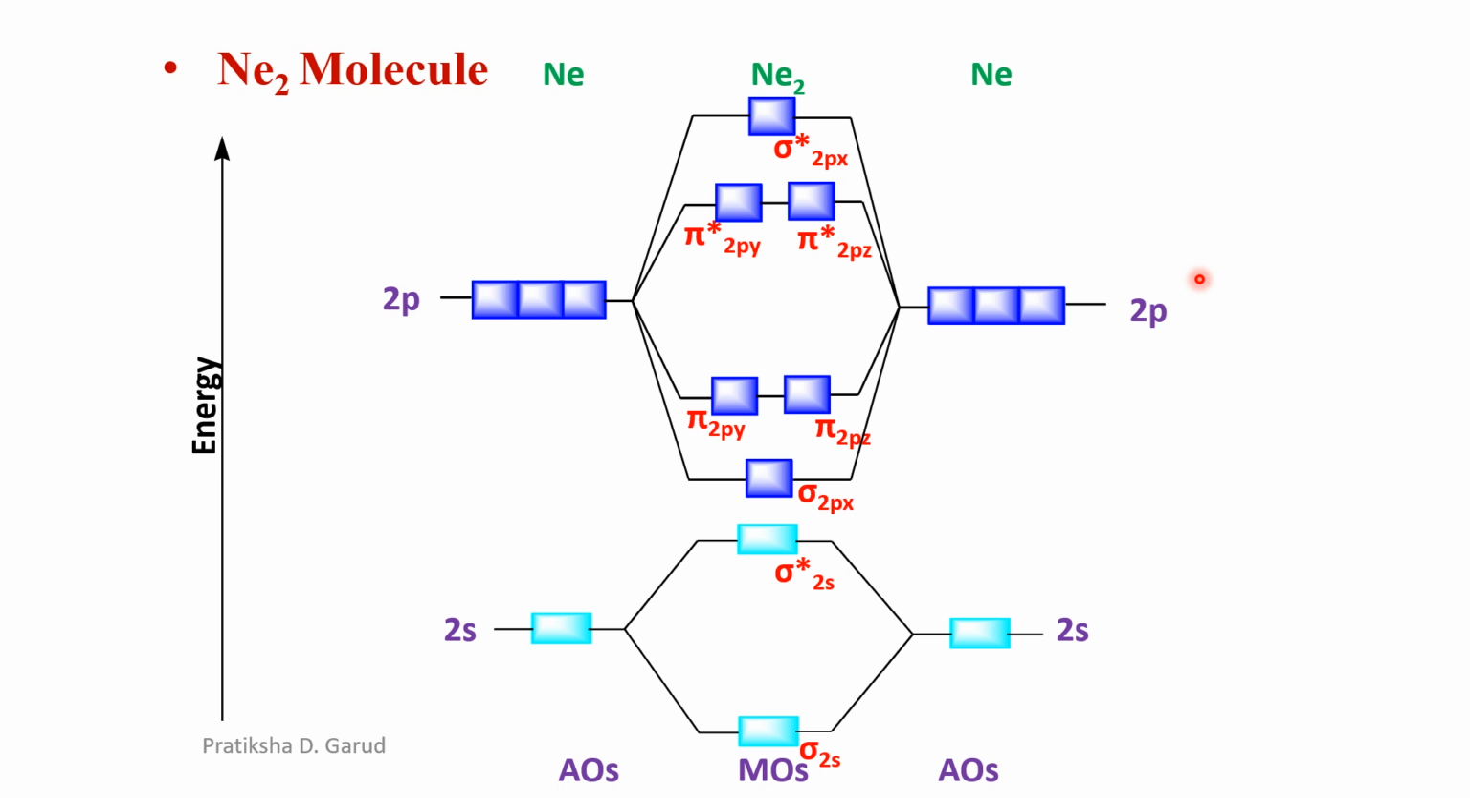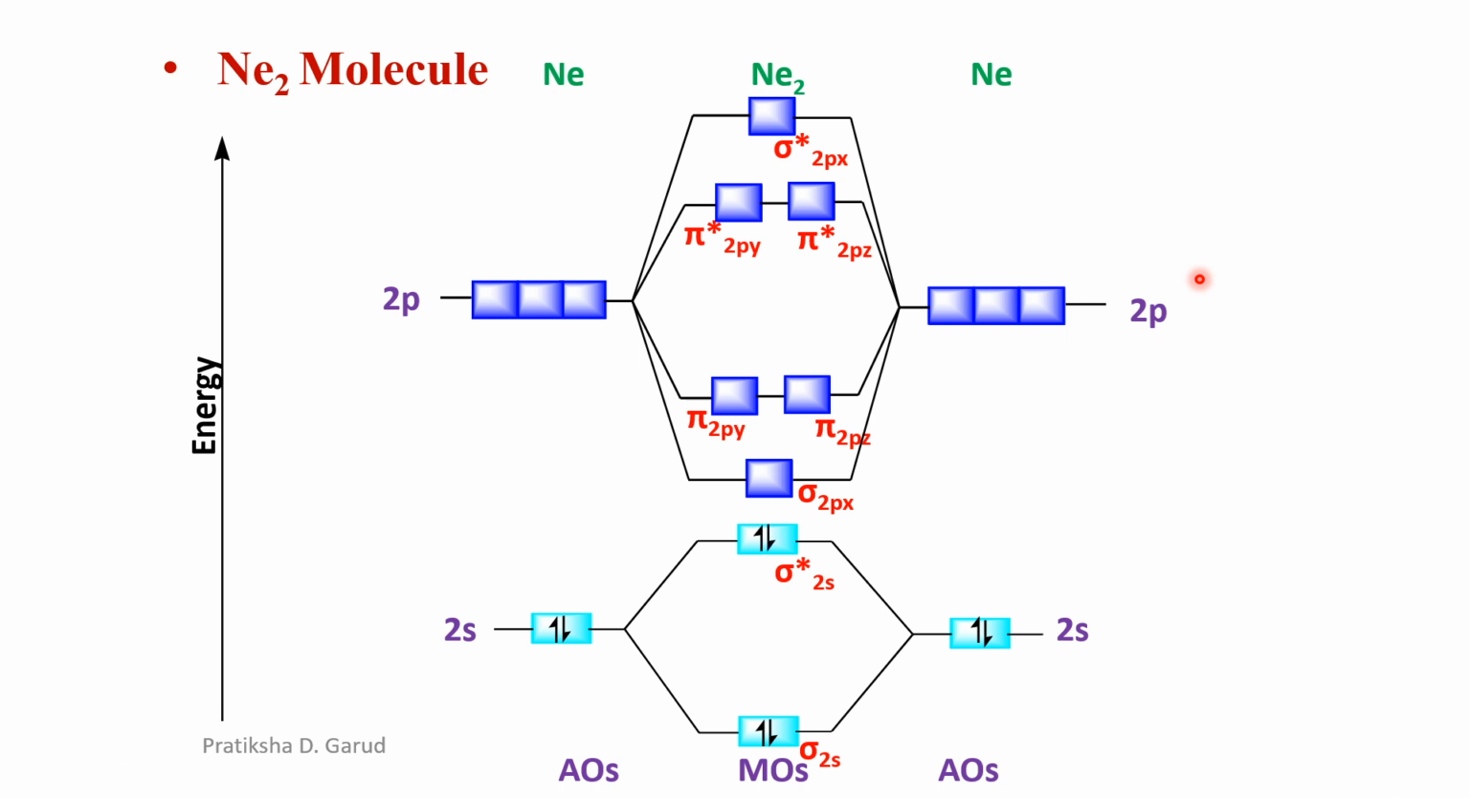In case of the 2s atomic orbital, each neon atom has 2 electrons. So this is the first electron and the second electron, again the first and the second. So there are a total of 4 electrons. These 4 electrons are filled first in the bonding and then in the anti-bonding. So bonding has 2 electrons, anti-bonding has 2 electrons.